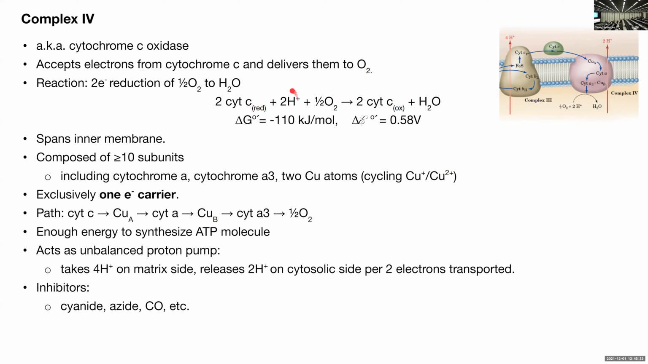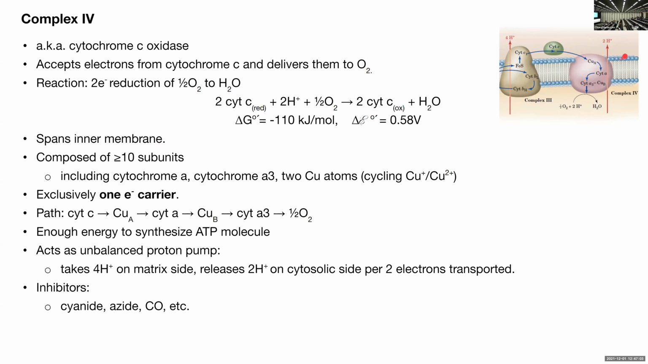And then there's 2 hydrogen cations and the half molecule of oxygen here, and there's oxidation of the cytochrome C and the reduction of this oxygen molecule to get the water molecule, with the delta G naught prime value highly negative. And of course, delta E naught prime will be a positive value, and that means it releases a lot of energy when it happens, and it's also a spontaneous process.